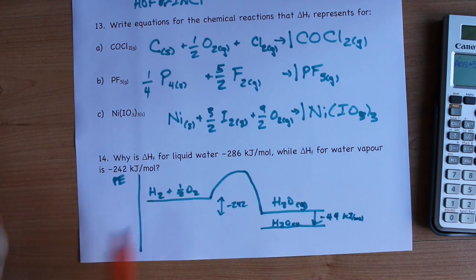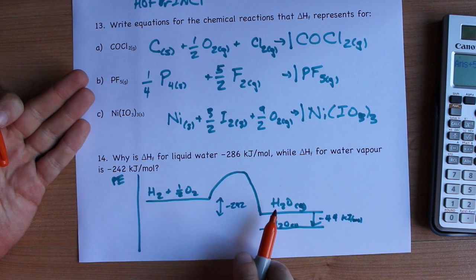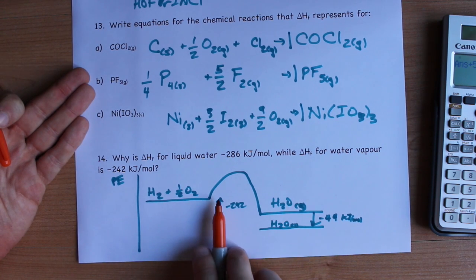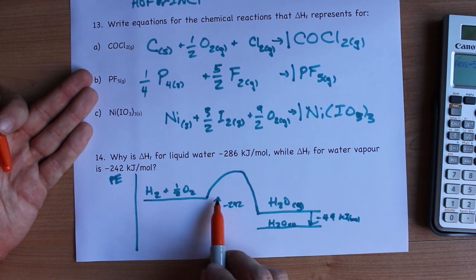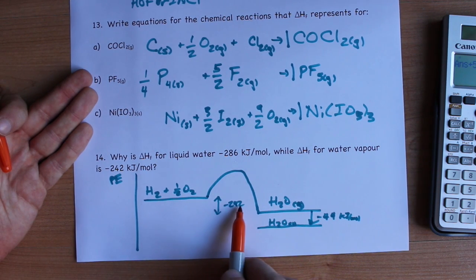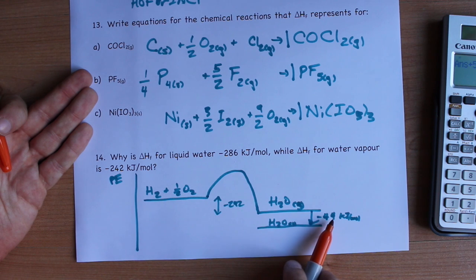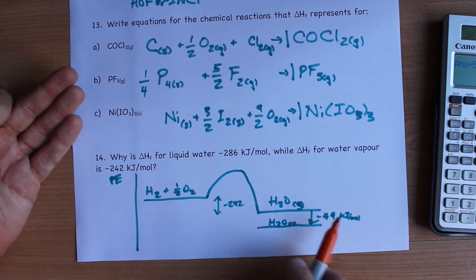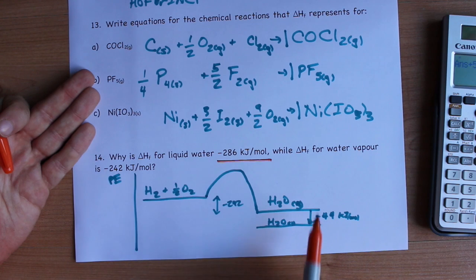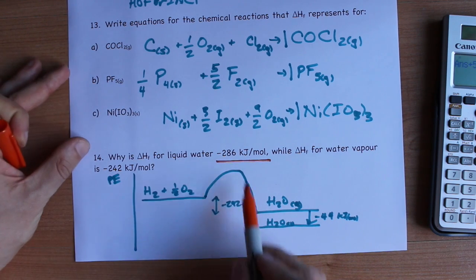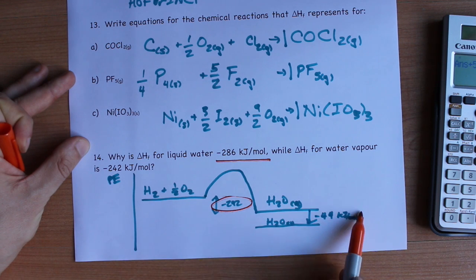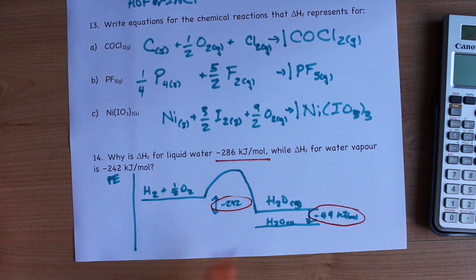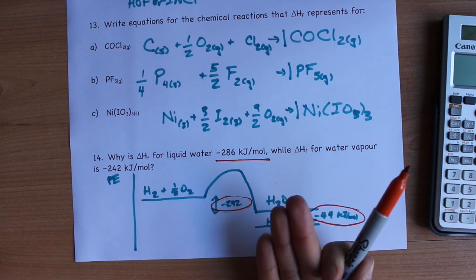So to get from H2 plus a half O2 to gaseous water, you release 242 kilojoules. To get to liquid water, you need to release those same 242 kilojoules and an extra 44 kilojoules. That's why it's more exothermic to make the liquid water. 286 is the negative 242 to get to the gas, and the extra negative 44 to go from gas to liquid. That should remind you of Hess's law.